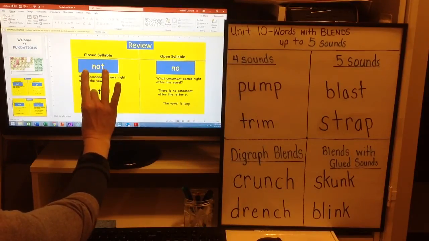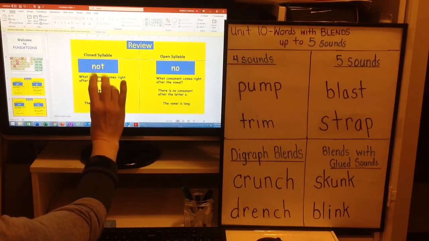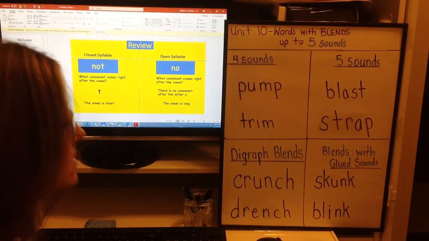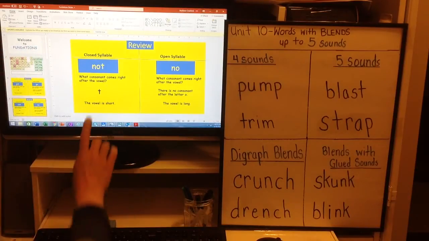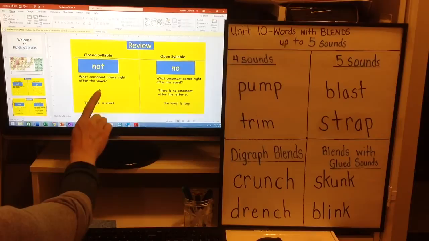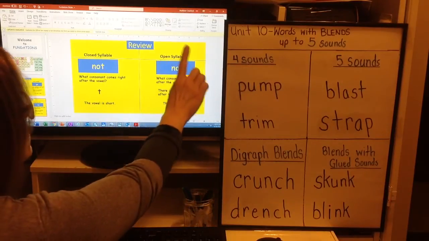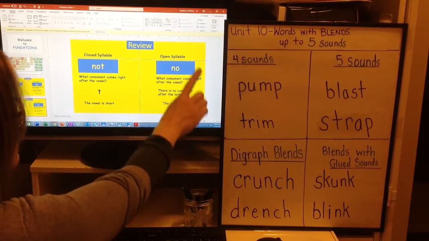N, ah, t, not. Very good, boys and girls. Very good. I know you remembered that from the beginning of school. Okay, so the vowel sound is short because it is followed by a T. But now look at the open syllable side.